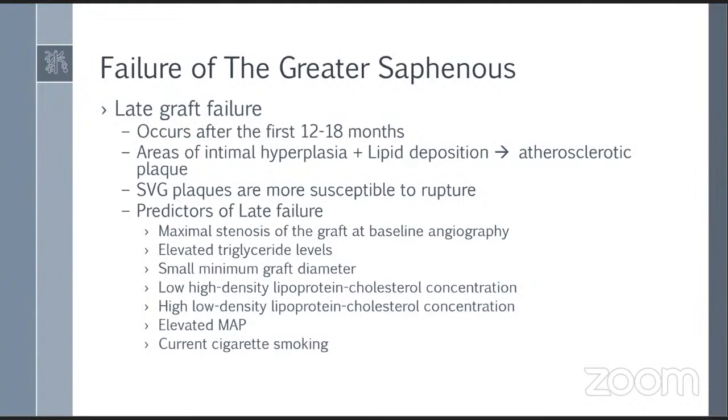Predictors of late failure are maximal stenosis of the graft at baseline angiography, elevated triglyceride level, small minimum graft diameter, low HDL cholesterol concentration, high LDL cholesterol concentration, high MAP, and current cigarette smoking.